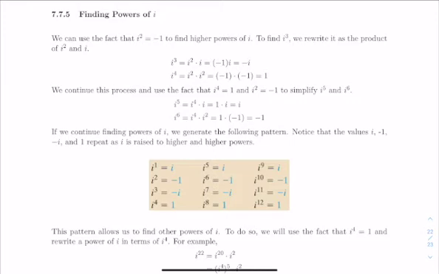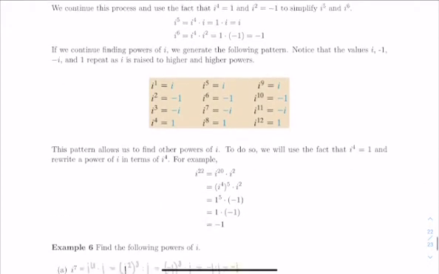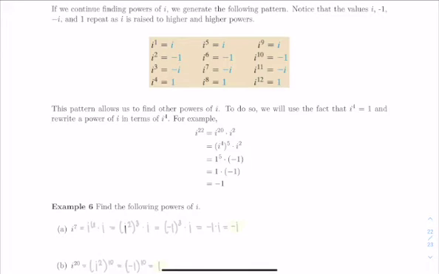Same idea goes for i to the 4th. This is just i squared times i squared, but that's really just negative 1 times negative 1, which is 1. And so we can keep this process going for anything higher to simplify i to the 5th and i to the 6th. If we continue finding powers of i, we generate the following pattern. Notice that the values i, negative 1, negative i, and 1 repeat as i is raised to higher and higher powers. So every 4, you'll see that the pattern repeats.